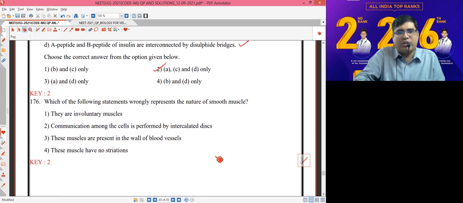Next we go. Which of the following statements wrongly represents the nature of smooth muscle? Fine. They are involuntary. Since we are asking wrongly, smooth muscles are involuntary only, so the statement is correct, but it's not our answer. Communication among the cells is performed by intercalated discs. The intercalated disc is the basic feature of cardiac muscle, not of this. So of course we have found the answer, but let us discuss the rest. They have no striations, which is the reason they are called smooth muscle. This muscle is present in the walls of blood vessels, of course. So the answer would be 2. Here we go with the next.